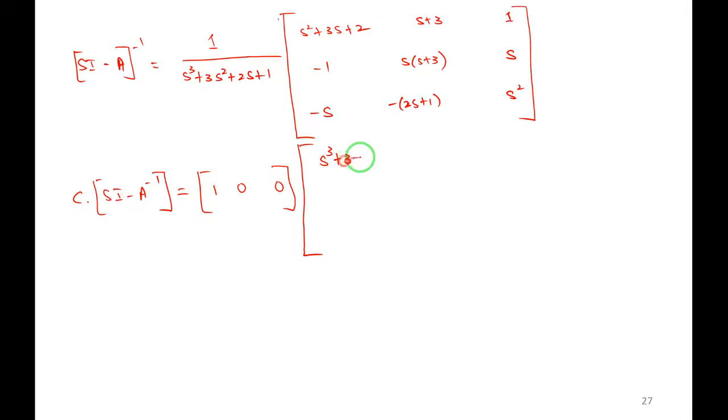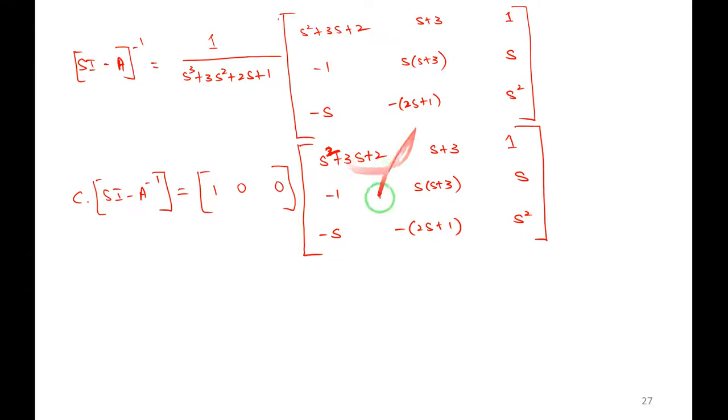s cube plus 3s plus 2, s plus 3, 1; minus 1, s into s plus 3, s; minus, s minus of 2s plus 1, into s square. Sir, s square plus 3s plus 2. Which one, madam? In the first row. s square. Yes, I have written s cube. Okay, thank you, madam. Yes, it is s square. Such mistakes I will be making. Please correct me, right? So s square plus 3s plus 2. This one I have written cube. Others are correct, I think, right?